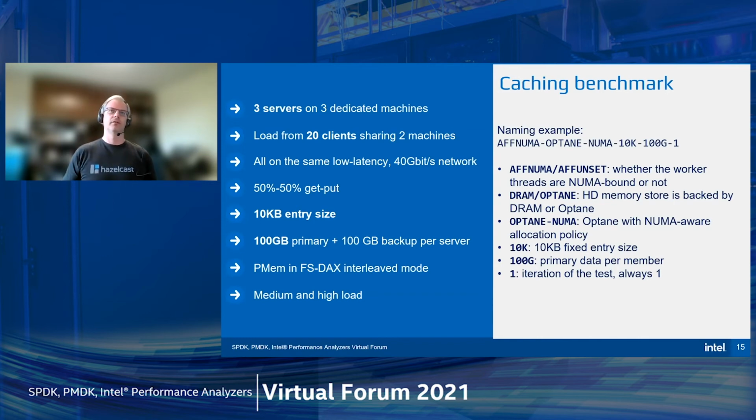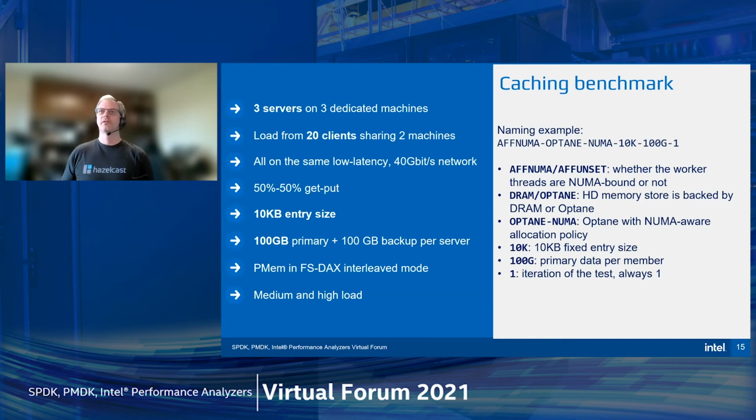The key-value caching benchmark used a fixed entry size of 10 kilobytes, and every server hosted 100 gigabytes of primary data and 100 gigabytes of backup data, so 200 gigabytes in total. And we used persistent memory in FSDAX interleave mode.